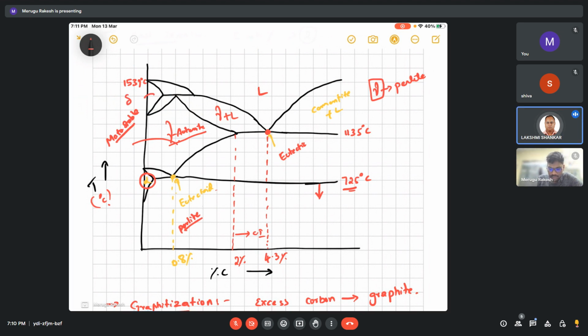Sir, this alpha is below around 725 degrees. Yes. This is the first, and where is the beta phase? I think here we don't have beta. We have alpha, gamma, delta, only these three. Gamma means austenite, and delta means delta iron. That's it. Like we say alpha iron.